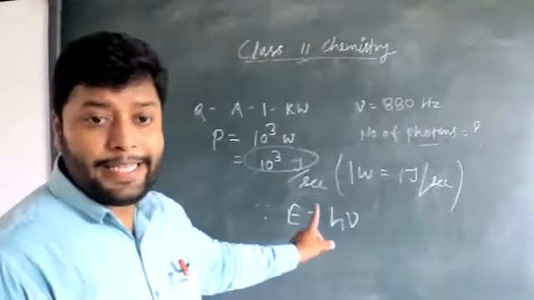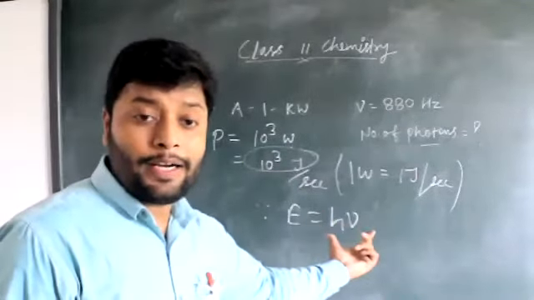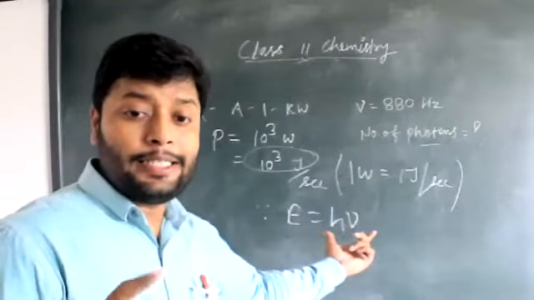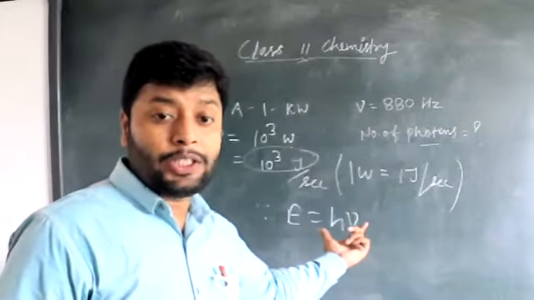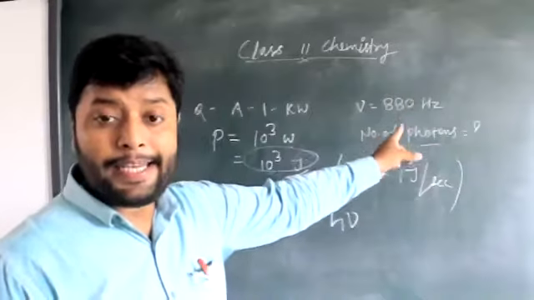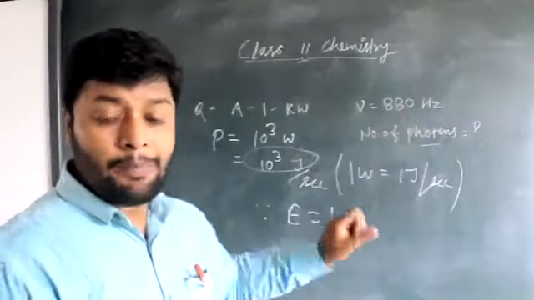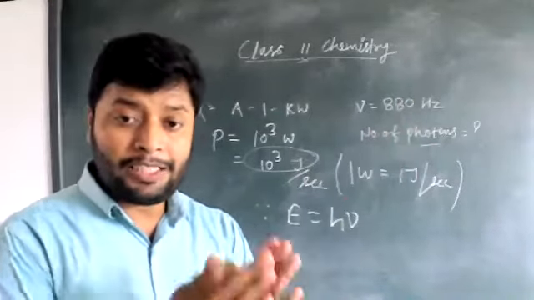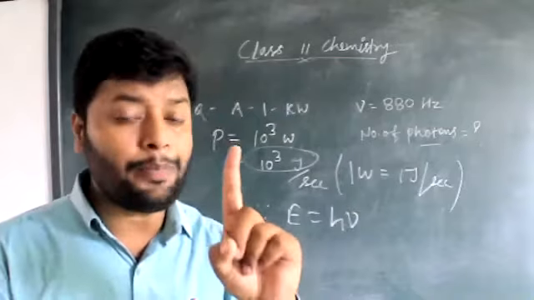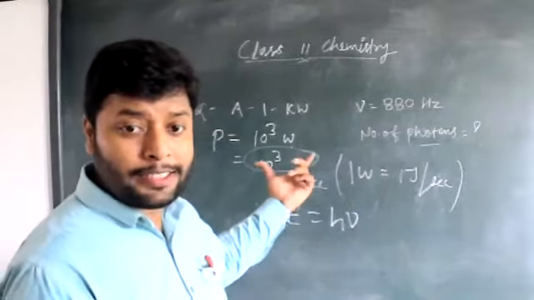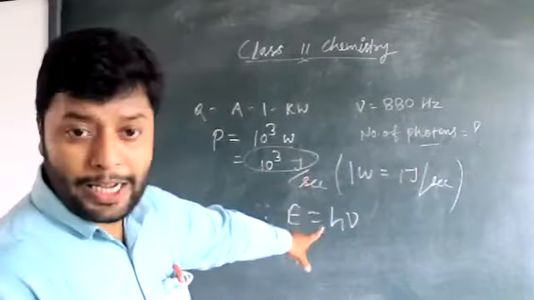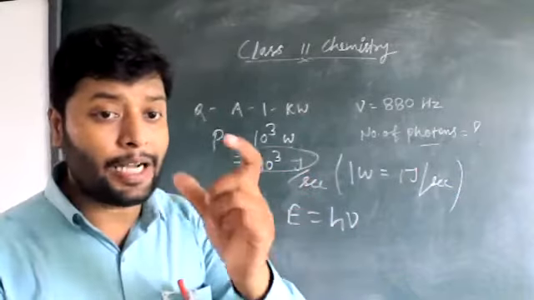The formula E equals h nu is called one quanta, also known as the energy of one photon. Now we have a frequency value, 880 hertz, and the value of h we know. So first you have to calculate the energy of one quanta, and the total energy is given here, 10 to the power 3 joule per second. So first calculate the energy of one quanta.